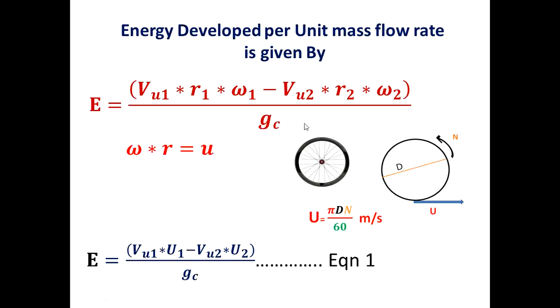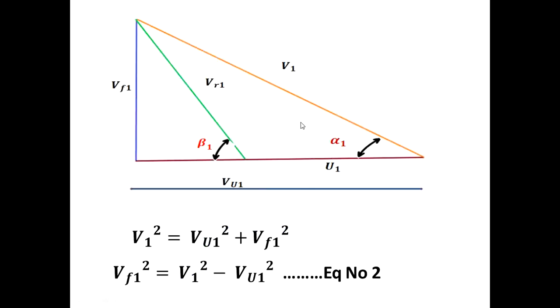Let us go for the alternate form. Whenever the alternate form is asked, you must write the velocity triangle. As usual, this is VU1, this is U1, and alpha 1, all these things you know very well. Now we have to take VF1 square in two velocity triangles. This is one velocity triangle, and this will be another velocity triangle.